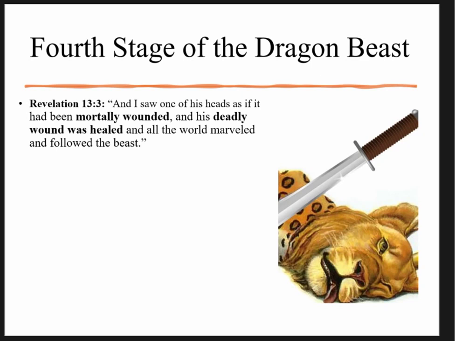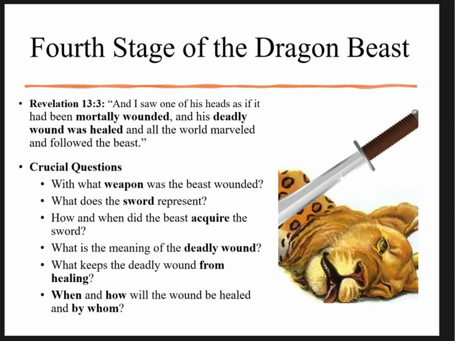Now, there are a couple of crucial questions that we need to ask about this deadly wound that the beast received at the end of the 1260 years. With what weapon was the beast wounded? It was wounded by a sword. What does the sword represent? And how and when did the beast acquire this sword? Because the Bible says he killed with the sword and he would be killed with the sword. So this beast used the sword to kill, and then that sword that he used also killed him.